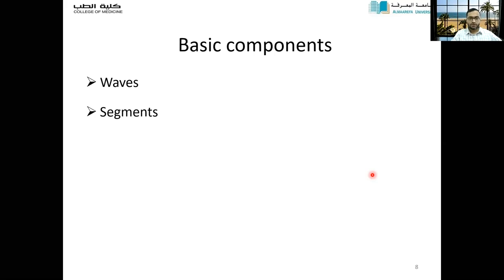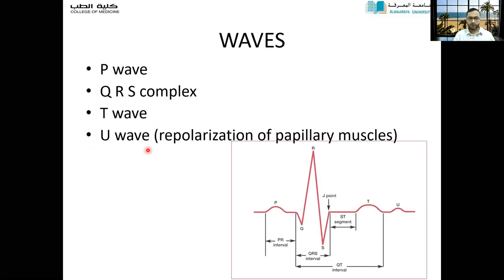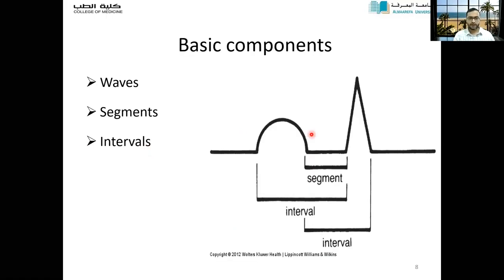So now coming to the basic components of the ECG, we have three components: waves, segments, and intervals. Waves are the ups and downs, the deflections you see in the ECG. They are known as waves, just like the waves of the sea, going up and down. So we have the P wave, the QRS complex, and the T wave.